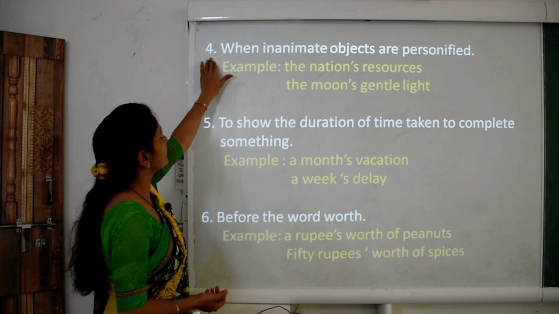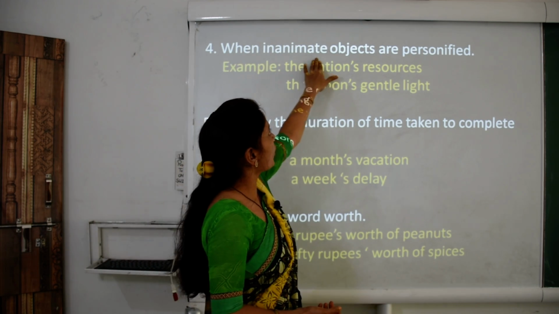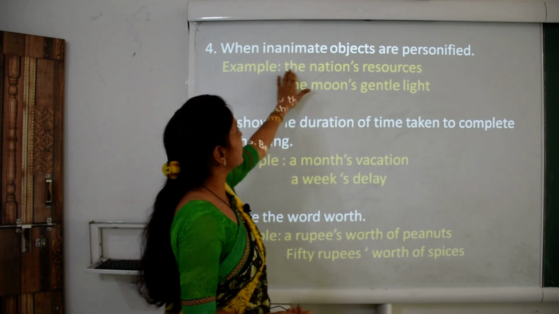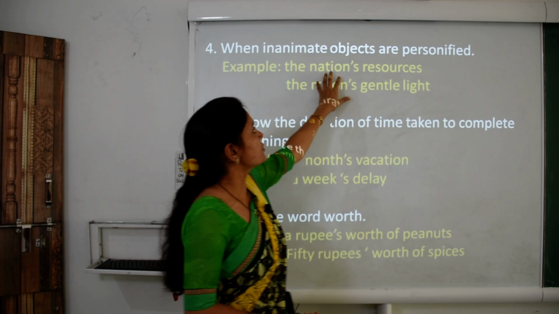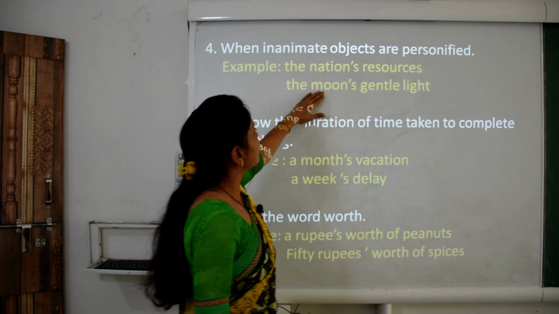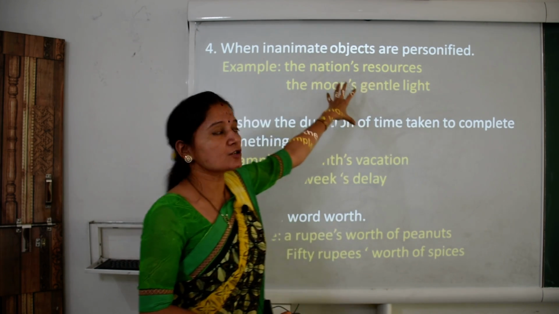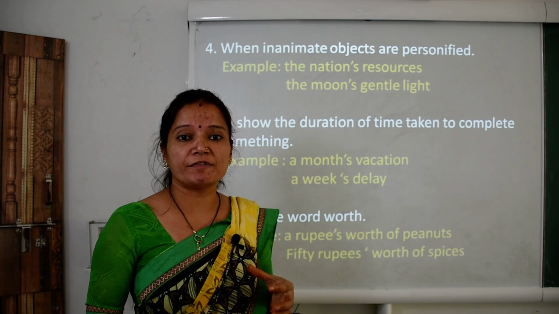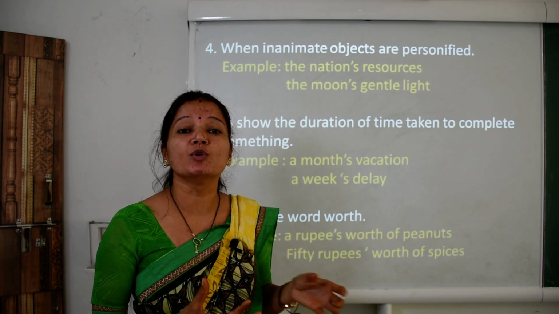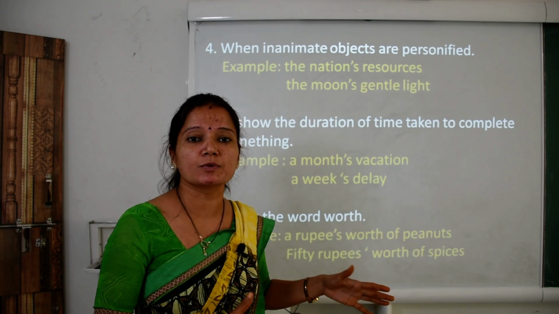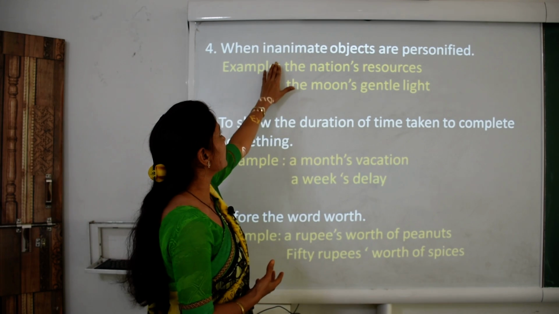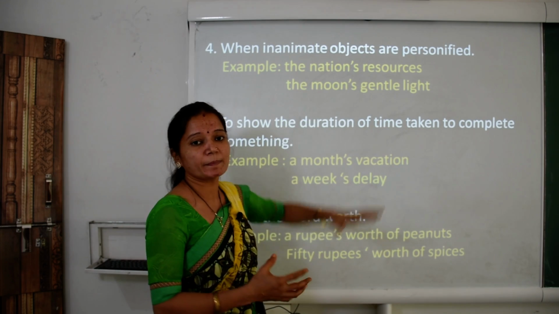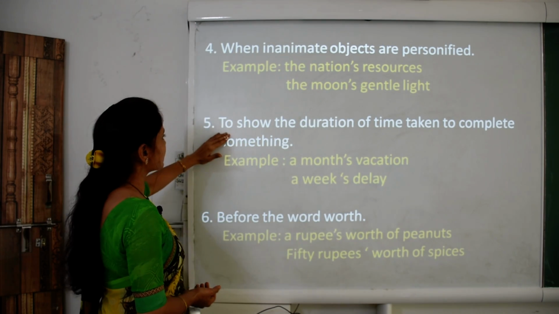Let's see the next point. It is when inanimate objects are personified. Okay, so let's see the example. The nation's resources, and the moon's gentle light. So when we are showing inanimate objects are personified. Personified means when we are giving them human qualities. Okay, so that is called personification. Okay, so when inanimate objects are personified, that time we use possessive nouns.